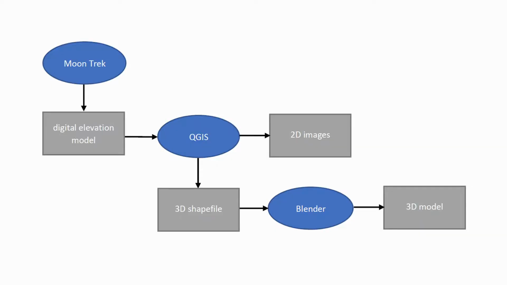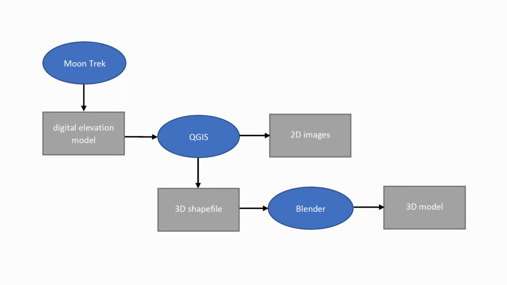Then we'll open that digital elevation model in a Geographic Information System, or GIS, specifically an application called QGIS. We'll demonstrate how to perform three-dimensional measurements on our digital elevation model. We'll also zoom and crop the digital elevation model and create detailed elevation contour lines. Then we'll export just the areas we're interested in as both 2D images and as a 3D shapefile.